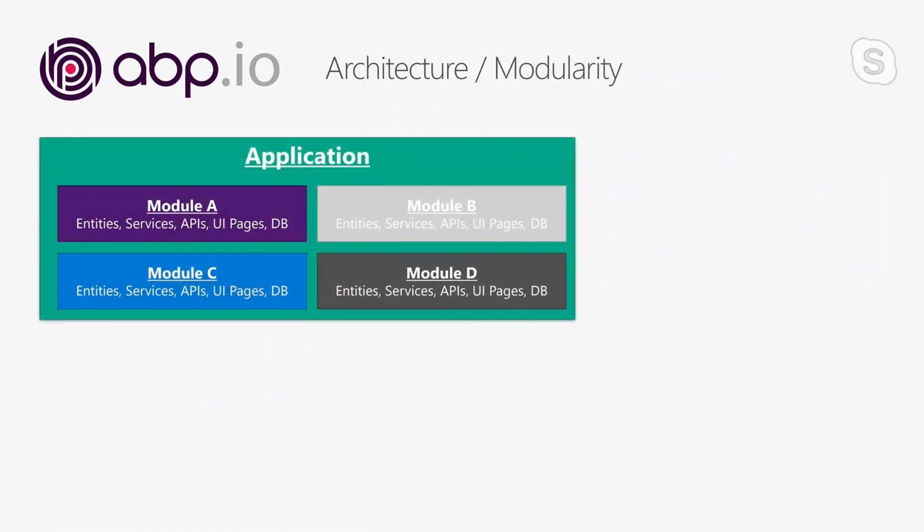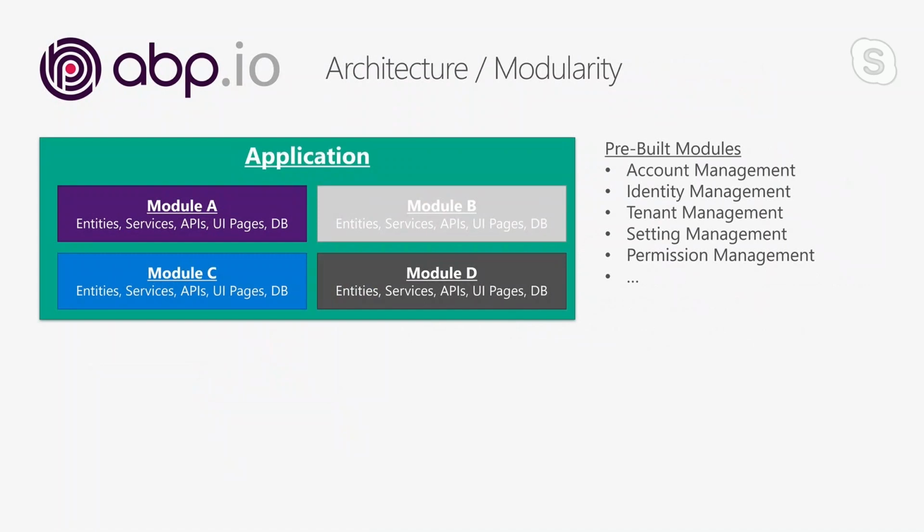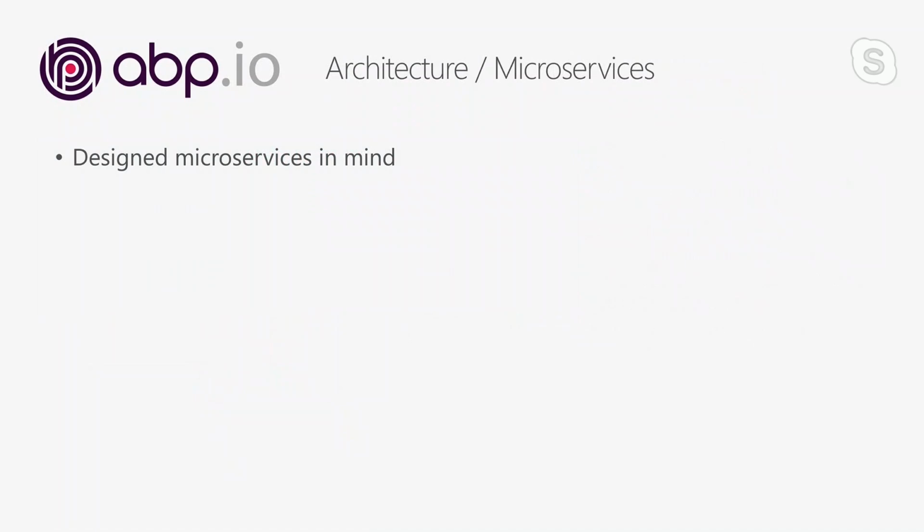ABP framework is designed to create fully modular applications. It provides infrastructure to distribute your entities, services, APIs, UI components, and pages into isolated modules in the development time and bring them together to act as a single application on runtime. We already created pre-built modules like account management, identity management, and tenant management. Those are ready to use in your application. Documentation and guides help you in building your own modules.